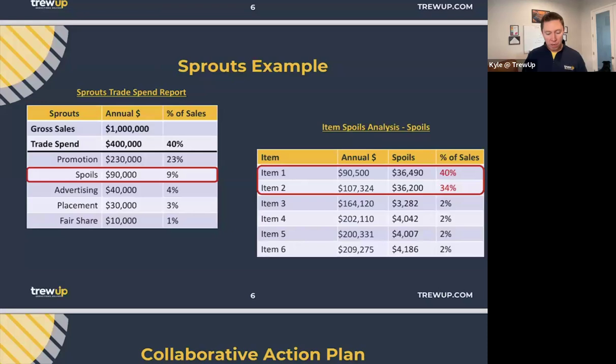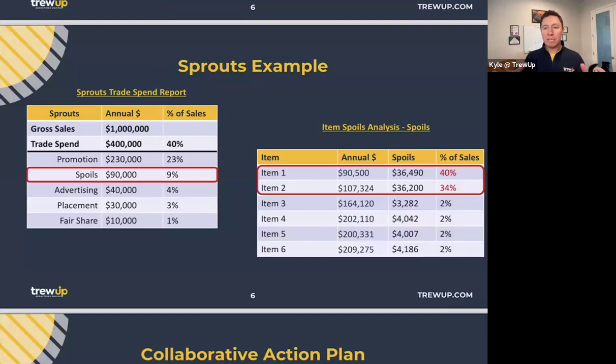And so what we've done is gone a step further, and on the right-hand side you can see by item how much we sold, how much we spoiled, and the percent of sales that we're seeing. So for those first two items, we're at a 35 to 40% trade spend rate here, and we can see that this is an opportunity. We probably don't have that within our margins to be able to give, A, and B, even if we did, that's a waste.